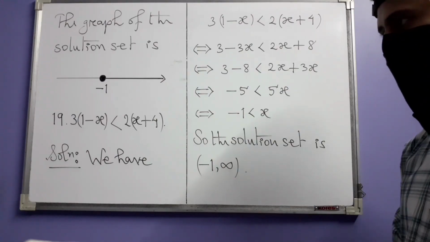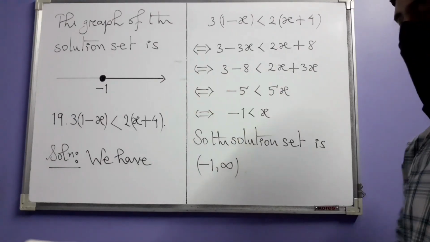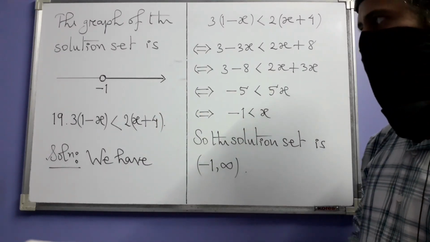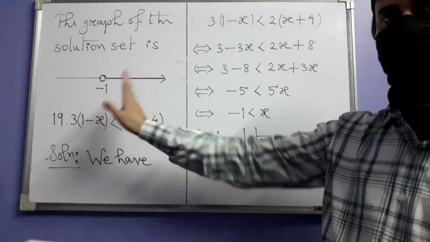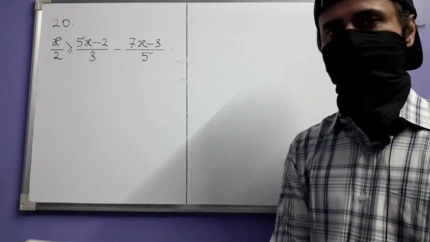And now we are going to see the graph. You can see the graph, it's almost like that. And the graph is just that. The only difference is that now minus 1 is not included. Everything else is the same.